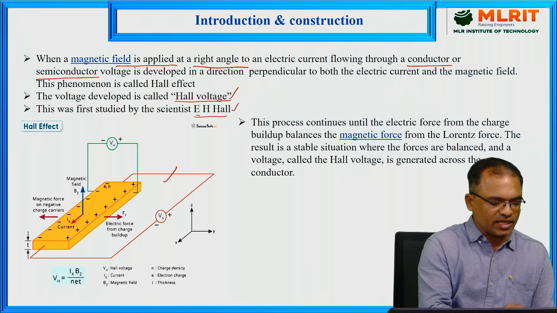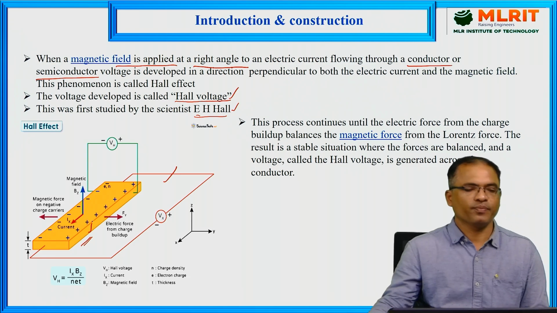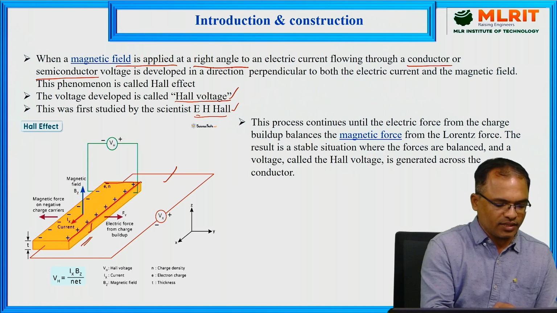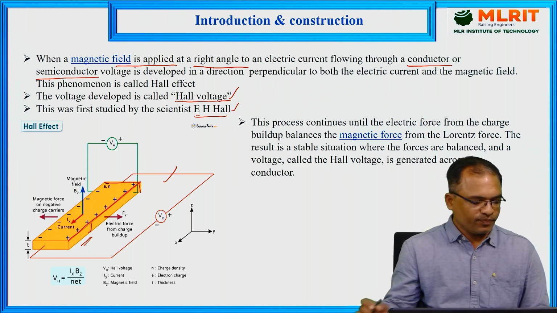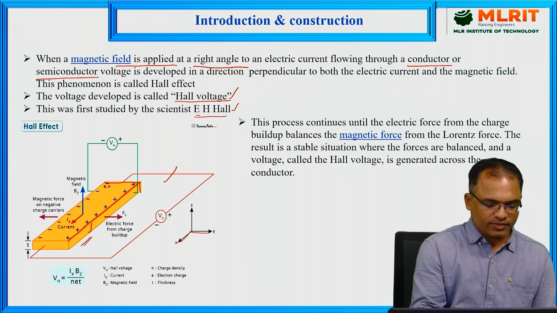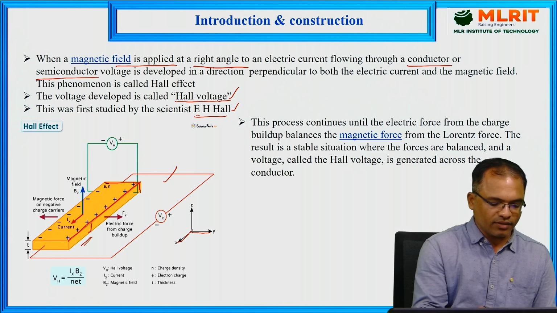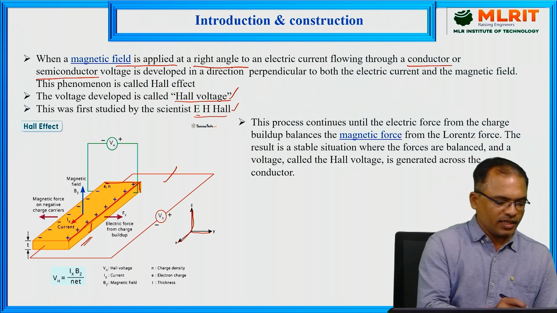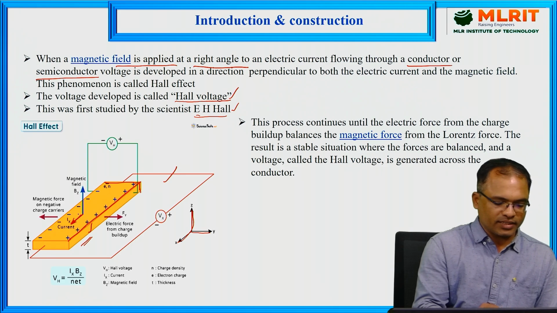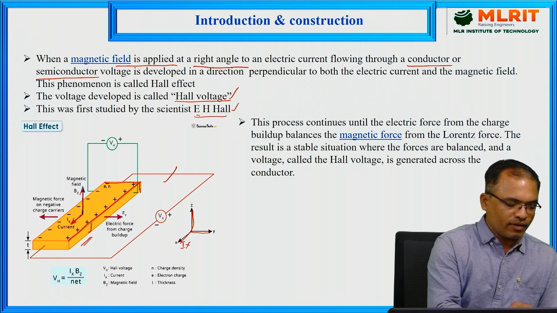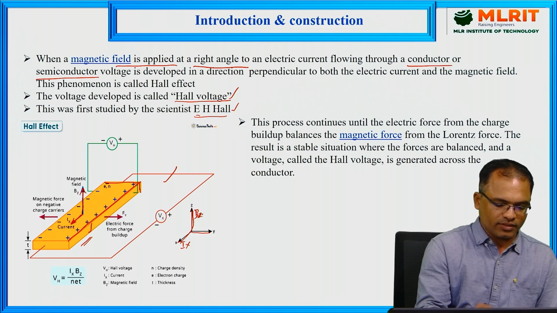One semiconductor slab we have taken here. This semiconductor slab has 3 dimensions. We know the 3 dimensions are its length, its breadth, and its thickness, right? The length of the semiconductor slab we have considered along the x-axis, its breadth along the y-axis, and its thickness along the z-axis. Current is flowing along the x-axis. For this we have applied a magnetic field along the z-axis.